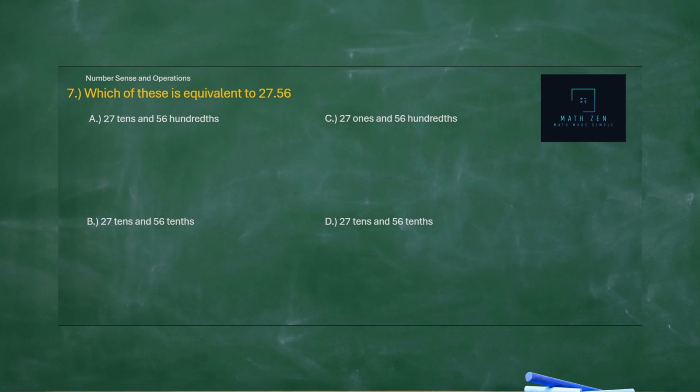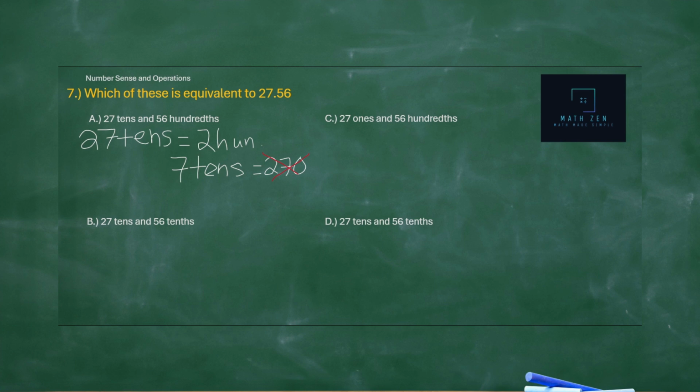So let's look at A. A says that we have 27 tens. So if we write that as 27 tens, what that really equals is 2 hundreds, and then 7 tens is going to equal 70, which if you add 2 hundreds and 70 together, you are going to have a number that's already way too big. You're going to be 270 and then plus the 56 hundredths. So this answer here is clearly way too big.